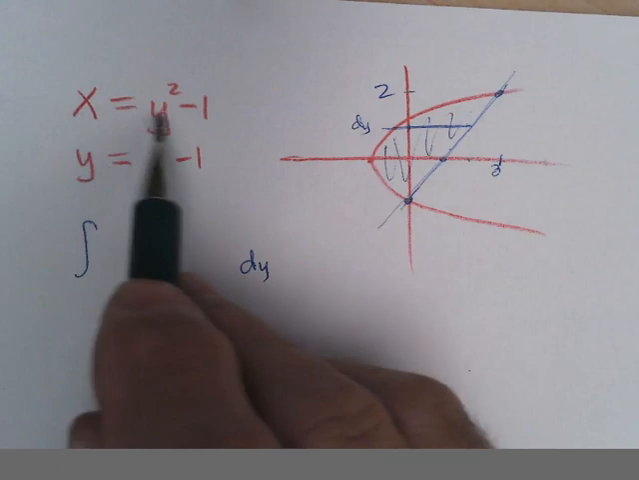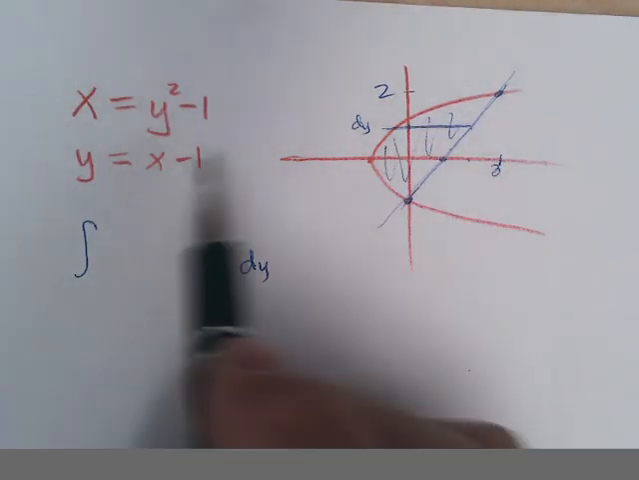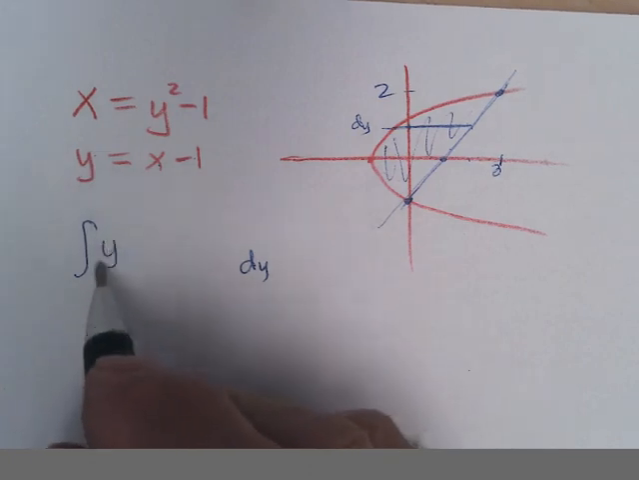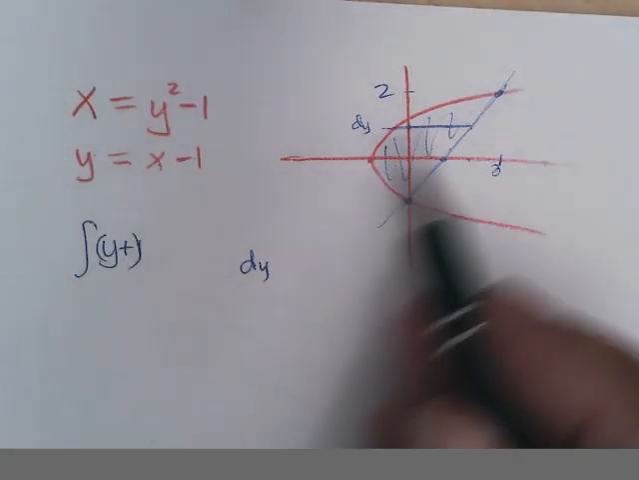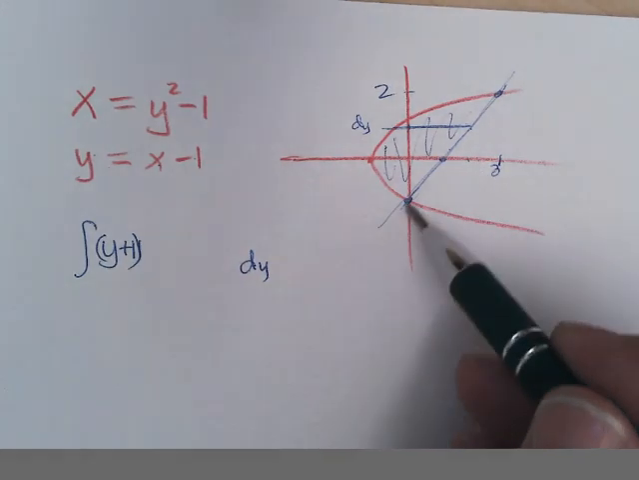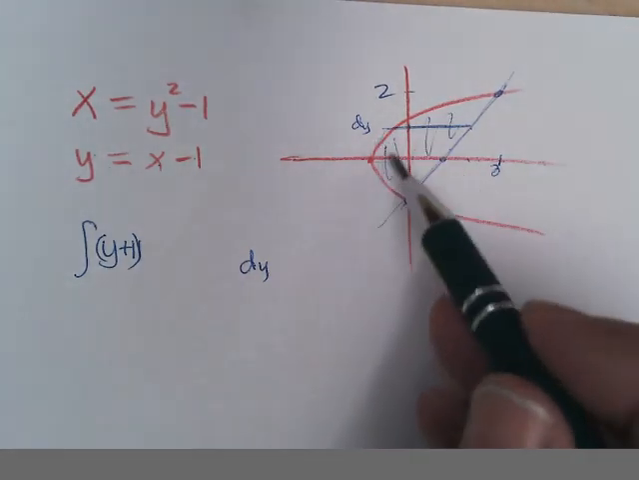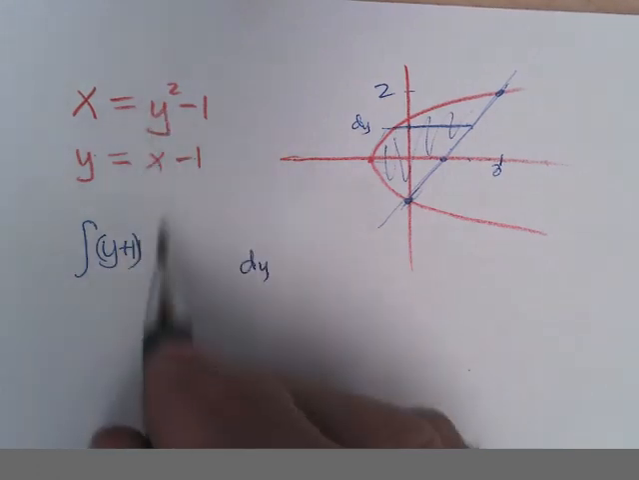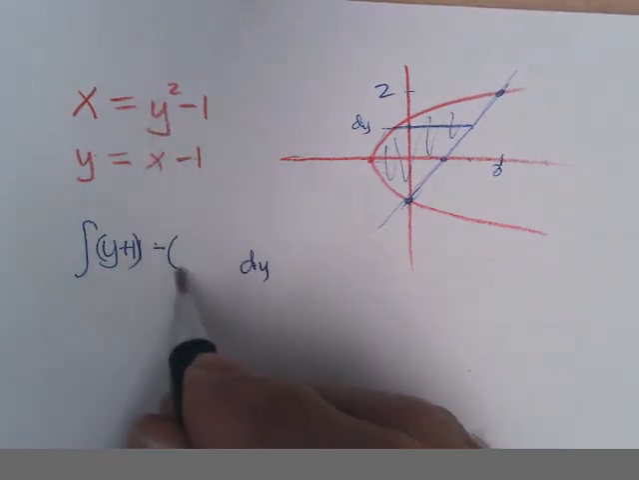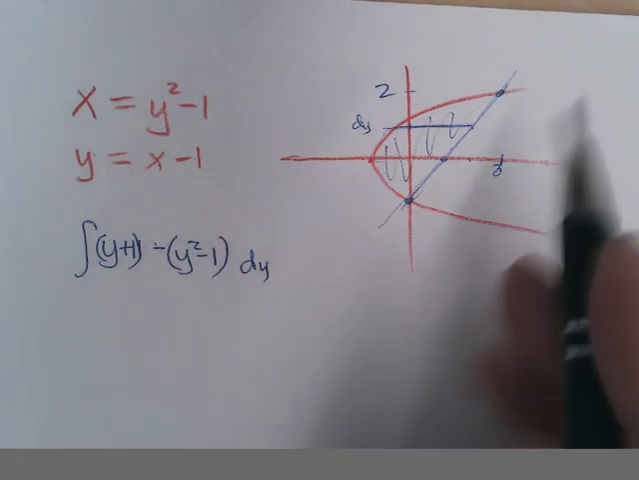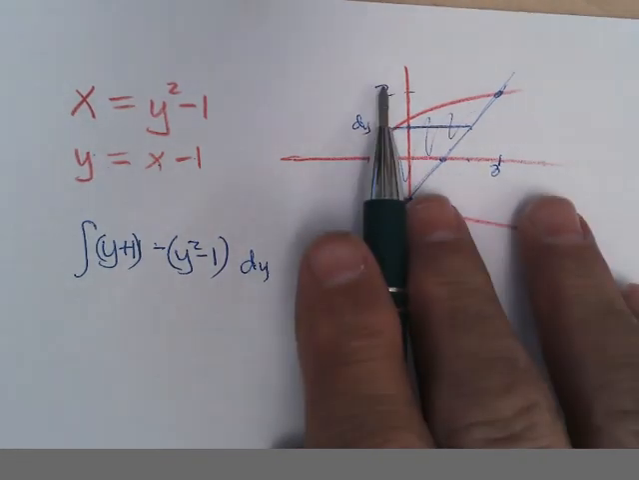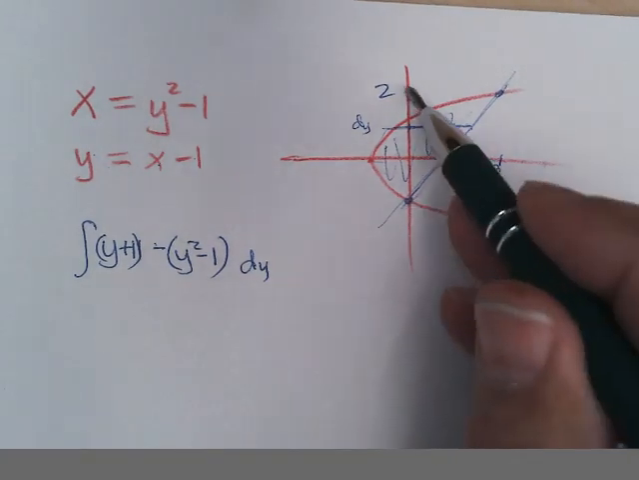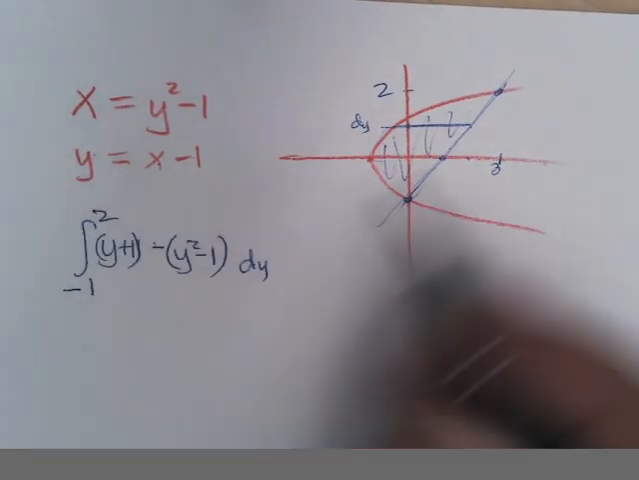And so we want to use this sideways equation, and for the farthest one over, we'd have to solve for x, which would be y plus 1. That's the line, minus the curve, which would be y squared minus 1. So you take the most positive one minus the least positive one. And we'd integrate with y going from -1 to 2. And that would give us the area.